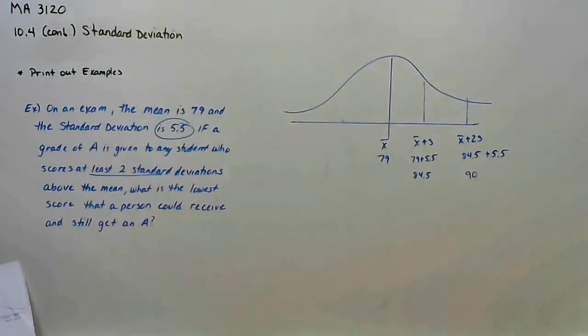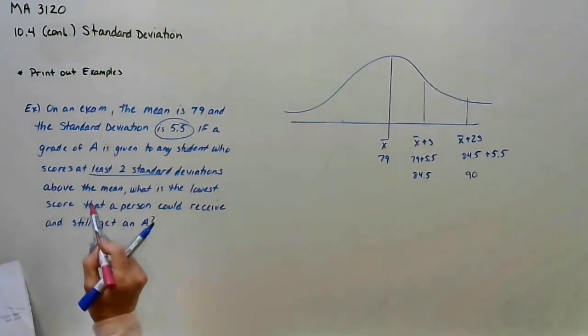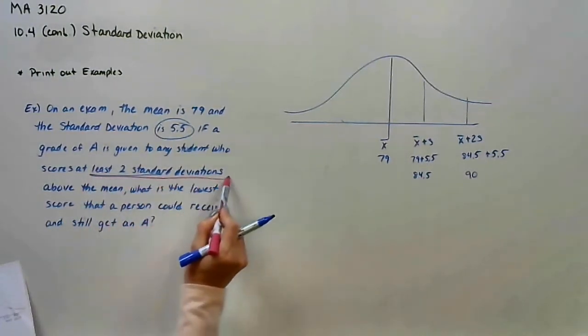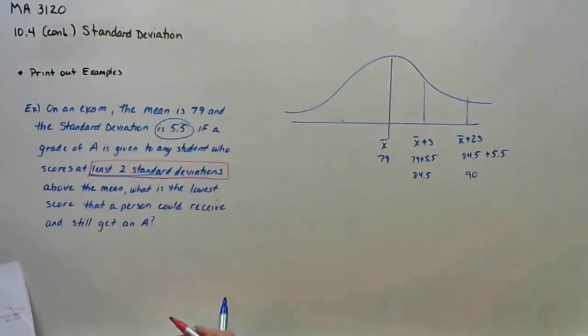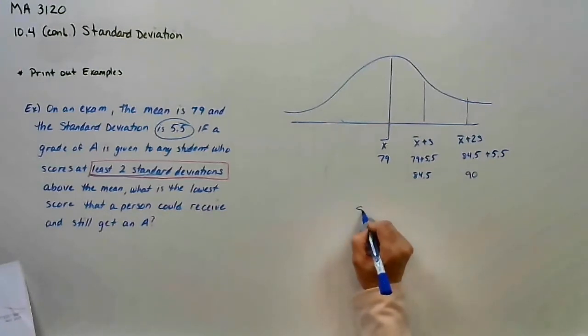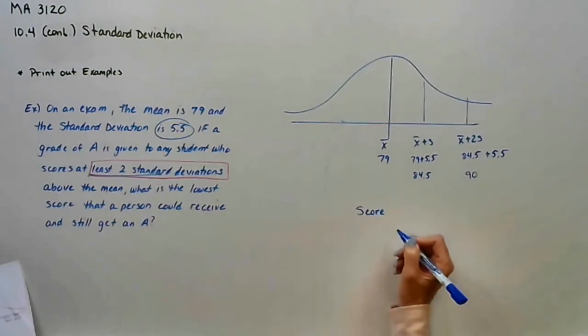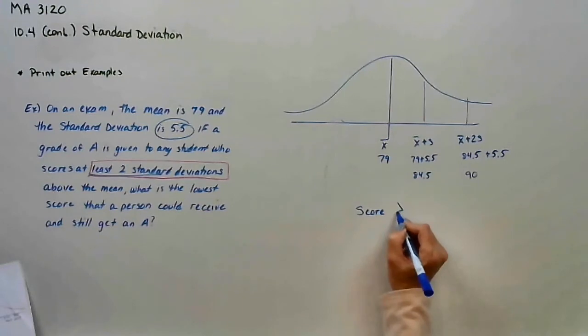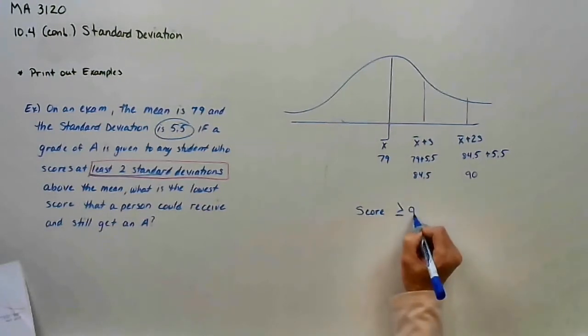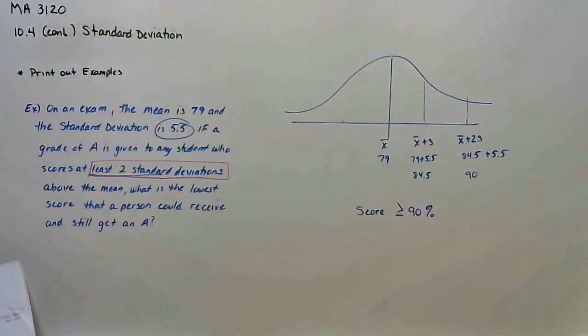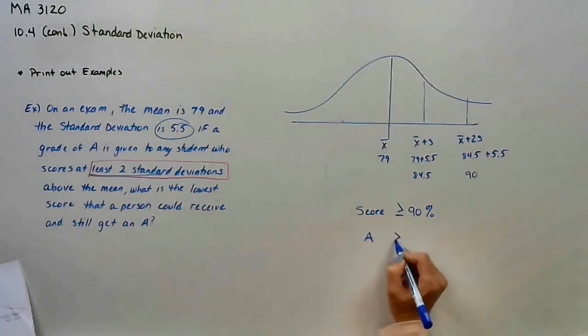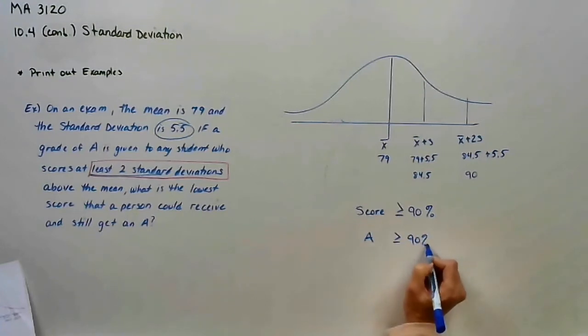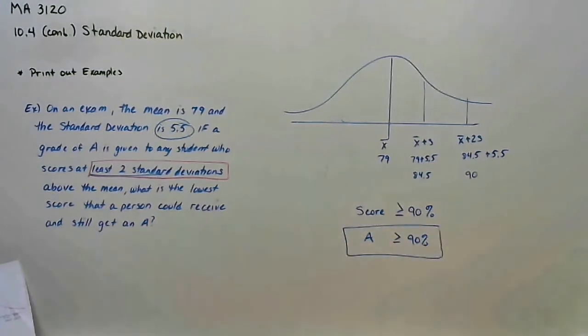And then we need to make sure that we annotate, because it says at least two standard deviations. So that means we need at least a 90. So we need a score of at least 90, so that would be greater than or equal to a 90% in order to get the A. So there it is. All right.